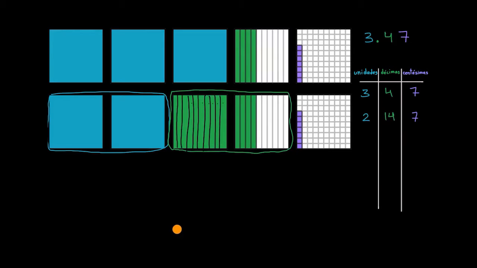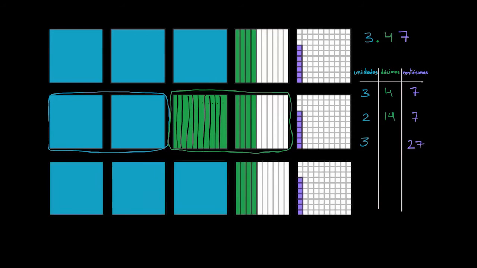Hagamos otro ejemplo. Ahora imaginemos un escenario en donde de nuevo hay 3 unidades, pero ahora en lugar de tener 7 centésimas, hay 27 centésimas. En este escenario, ¿cuántas décimas hay? Pausen el video y traten de resolverlo.